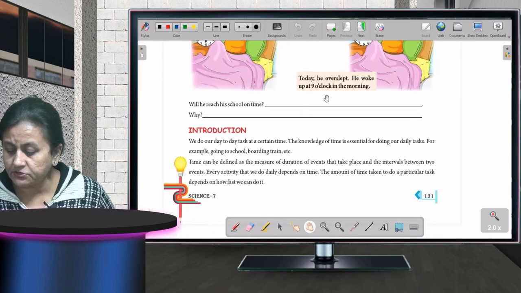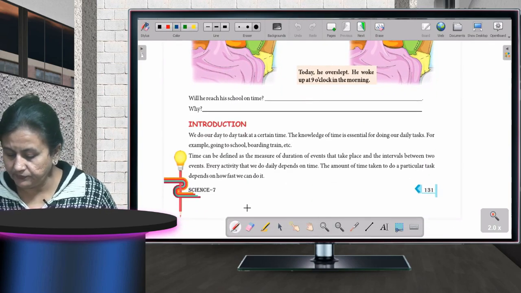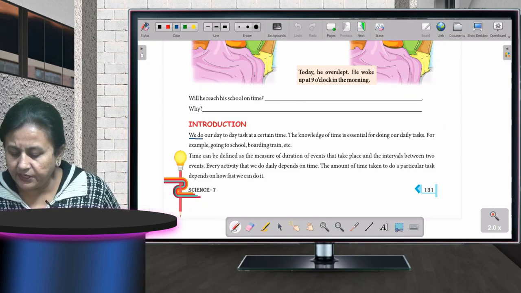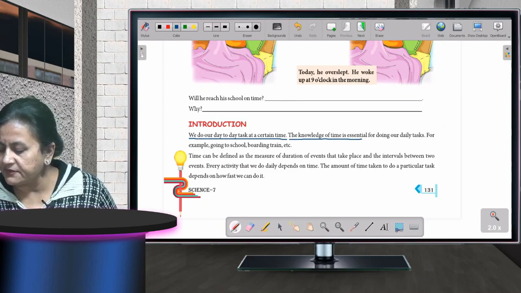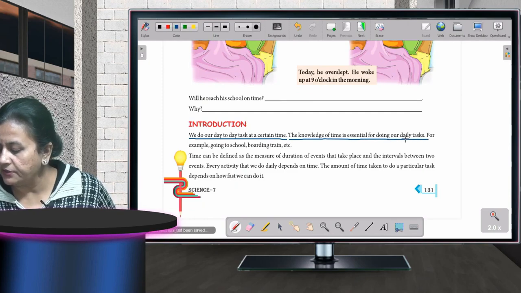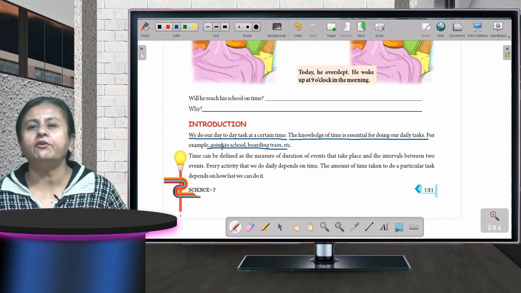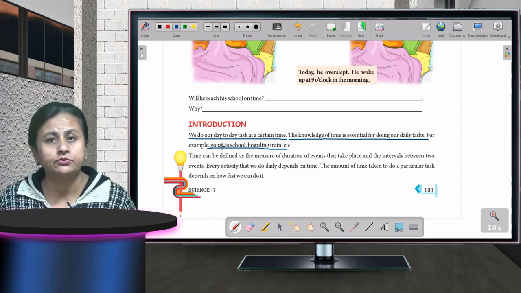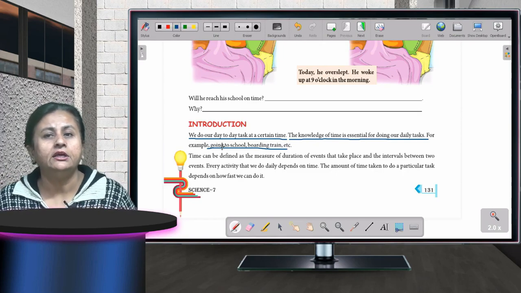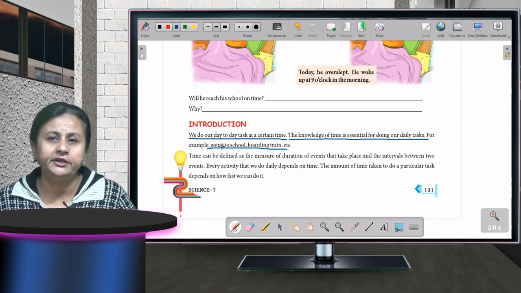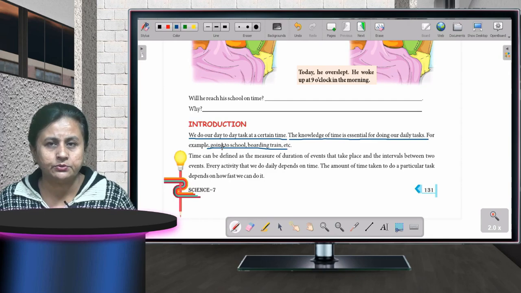Can you all see on your screens also? Now, if we do our day-to-day task at a certain time, the knowledge of time is essential for doing our daily task. For example, going to school, boarding train, etc. Children, whatever activity we are doing, we are going to school, we have to be on time. In case we are not reaching the school on time, the school principal or the authorities will not allow us to enter the school. So everything has to be done on proper time.